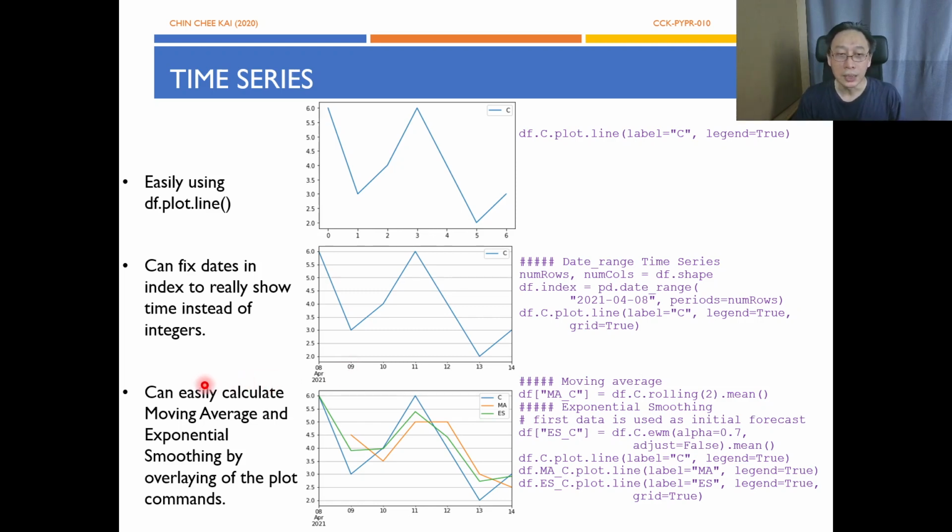Okay, we can also easily calculate moving average and exponential smoothing by overlaying on the plot. If some of you have been doing stock trading or forecasting, for weather forecasting, stock forecasting, or various inventory demand forecasting, logistics, supply chain, etc., you will have earlier experience with the need to calculate moving average and exponential smoothing on top of the original data line because you're trying to forecast into the future, right?